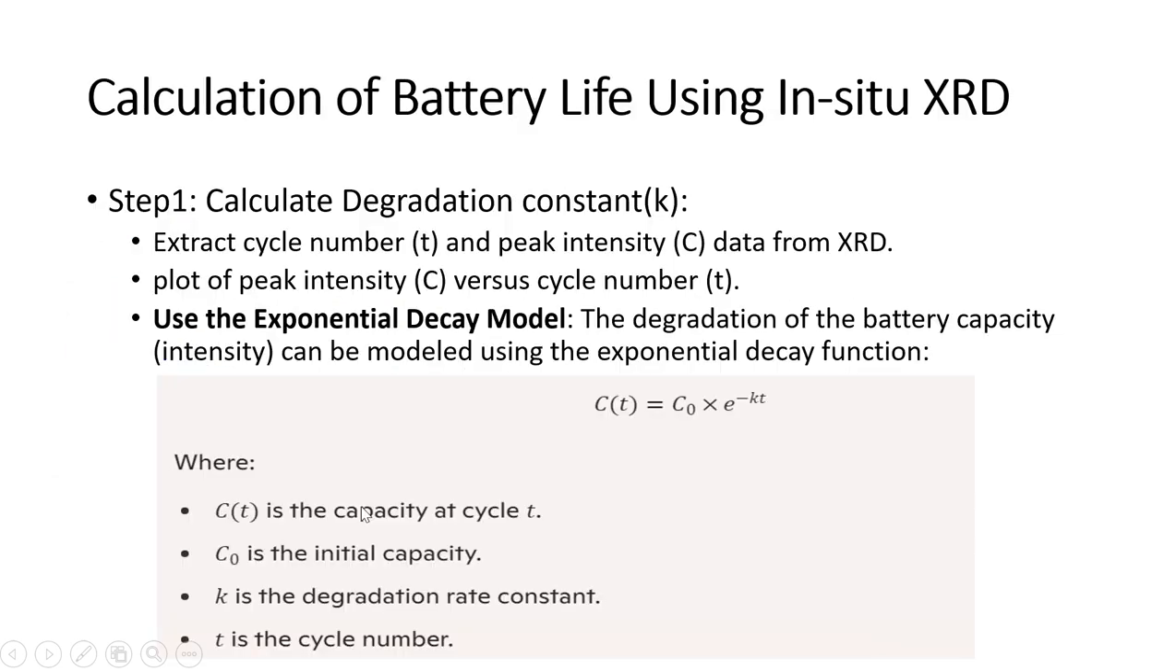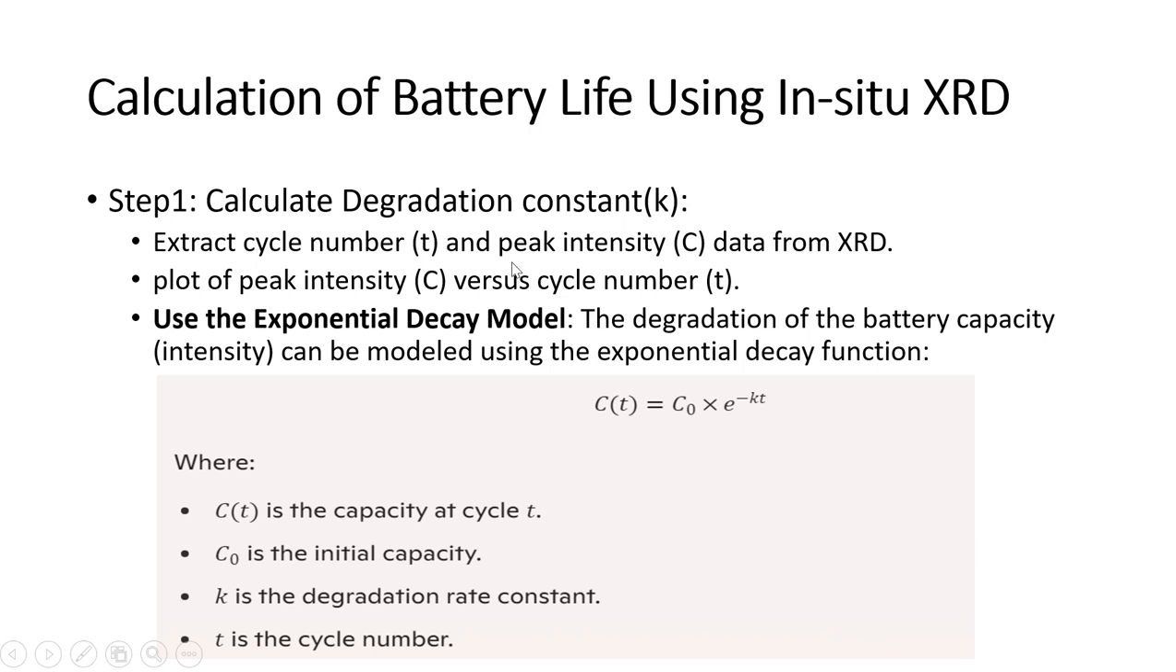So another application is the calculation of battery life using in situ XRD. For calculating the battery life using in situ XRD, we first have to calculate the degradation constant K. For this, we have to extract the cycle number and the peak intensity data from the XRD. Then we plot the peak intensity C versus the cycle number t.